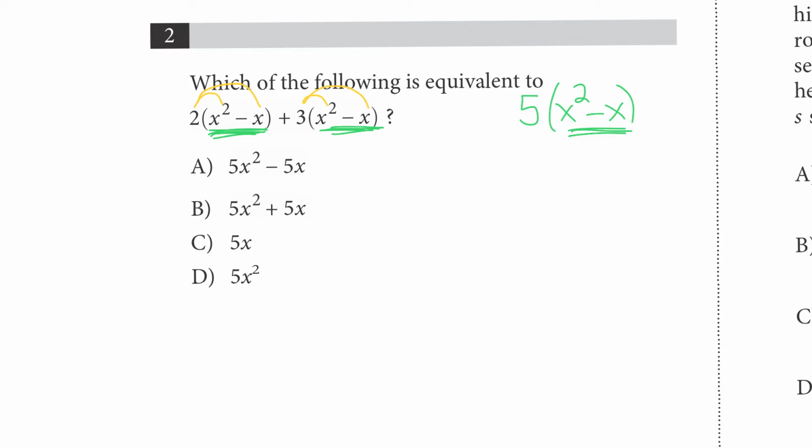So then I'll look at the answer choices and say, well, is there an answer like what I have? Well, mine's in factored form, so I have to go back and distribute this, 5 times that and 5 times that. So I'm going to have 5x squared minus 5x. And then we'll look at the answer choices. 5x squared minus 5x, the answer was A. So for number 2, answer is A.